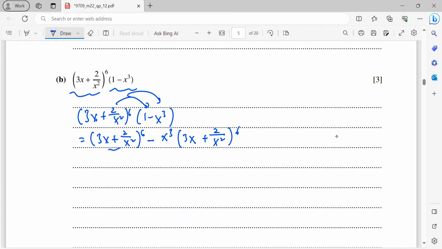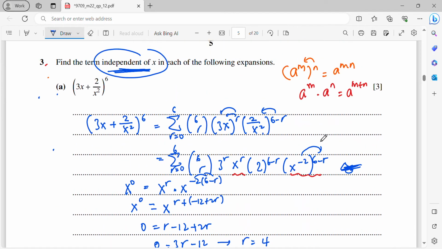Now, for the first one, we already done it just now. Okay, but then now we just need to solve for the second one. So for x cubed times (3x plus 2 over x squared) to the power of 6, now look at here, x cubed is just one term. Therefore, I will just rewrite this by referring to the previous, because if it is power 6, then you'll be getting 7 terms.